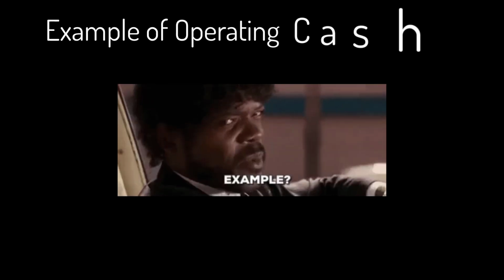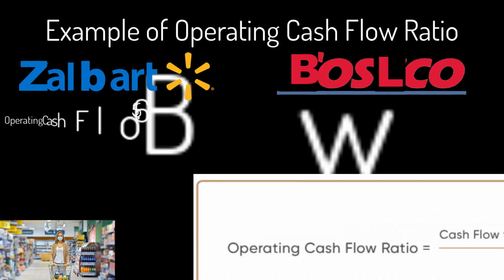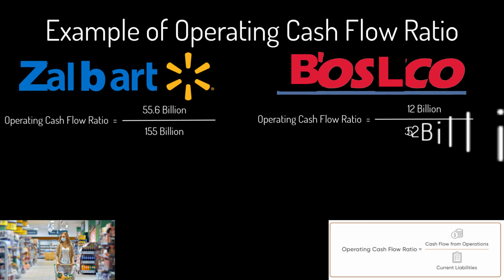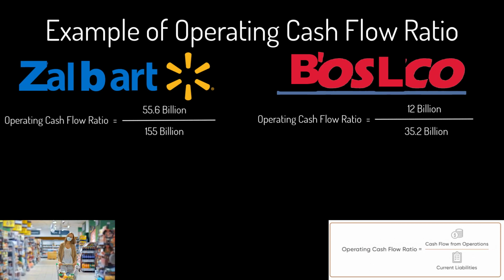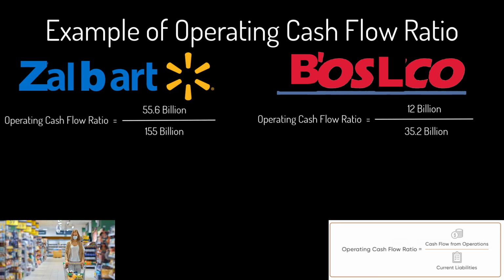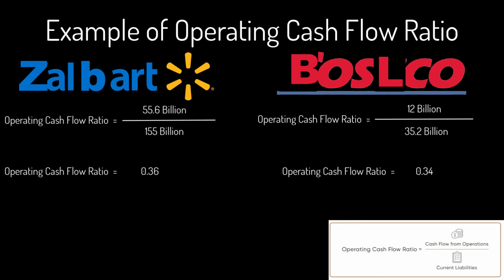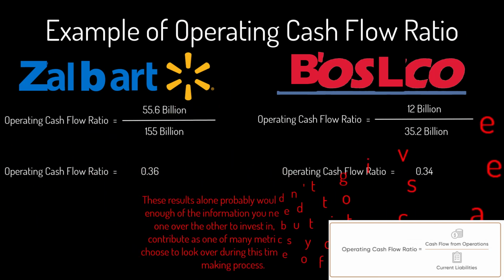Let's look at an example of using the operating cash flow ratio. Let's assume that the current liabilities of a retailer called Zorbart, since I can't talk about financial products, was 155 billion, and another, Bosslow, was 35.2 billion respectively as of April 22. In this time period of the year, Zorbart had operating cash flow of 55.6 billion and Bosslow had 12 billion. Considering the formula for operating cash flow ratio, the ratio will be 0.36 for Zorbart and 0.34 for Bosslow, which is the 12 billion divided by the 35.2 billion.